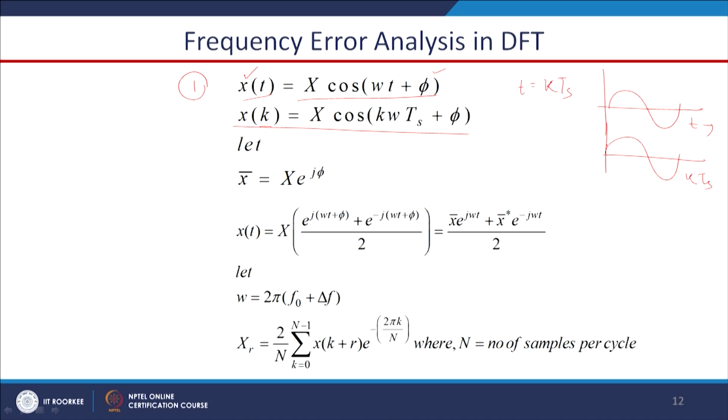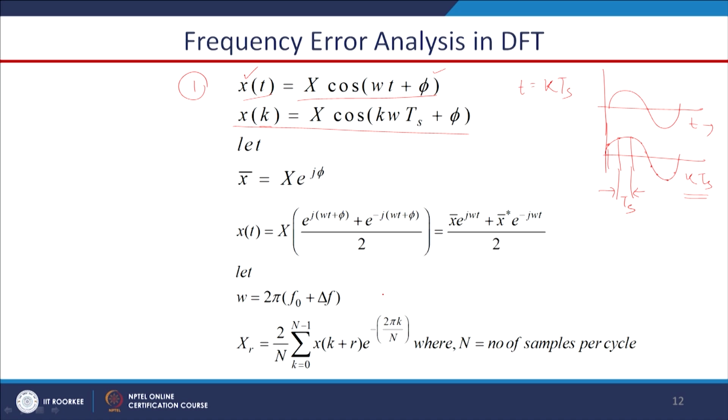The signal samples are basically sampled within a certain interval, so this distance is basically k Ts. This Ts is the sampling time interval. Between two consecutive samples, the time gap is known as Ts.